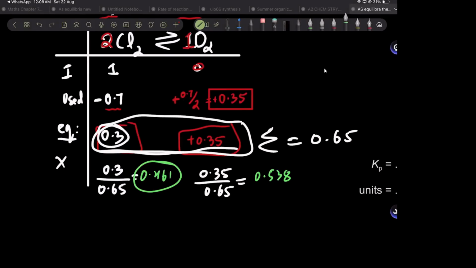Now, in order to counter check, what do we do? The sum of the mole fractions should be equal to what? Should be equal to 1. Is it equal to 1 over here? Yes, it's 0.999, which is 1, right? So that means the mole fractions are correct.